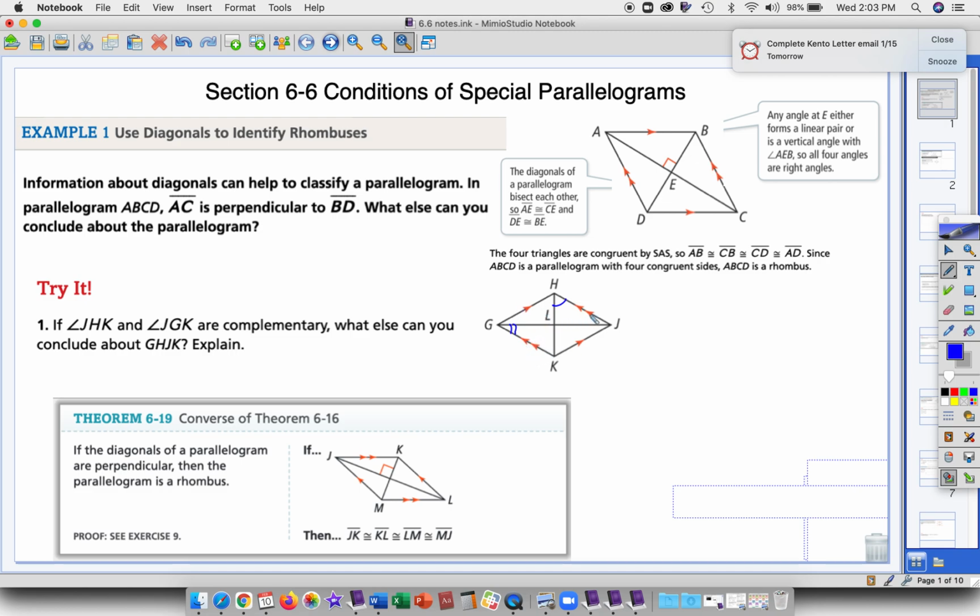Well, because we have the parallels, we also know we have congruent alternate interiors. Right? So I know that these angles are congruent, which means that these angles are complementary as well, which means I have a right angle. And if I have a right angle where my diagonals meet in a parallelogram, then I can conclude that it's a rhombus. So that brings us to theorem 6-19, which says that if the diagonals of a parallelogram are perpendicular, then the parallelogram is a rhombus.